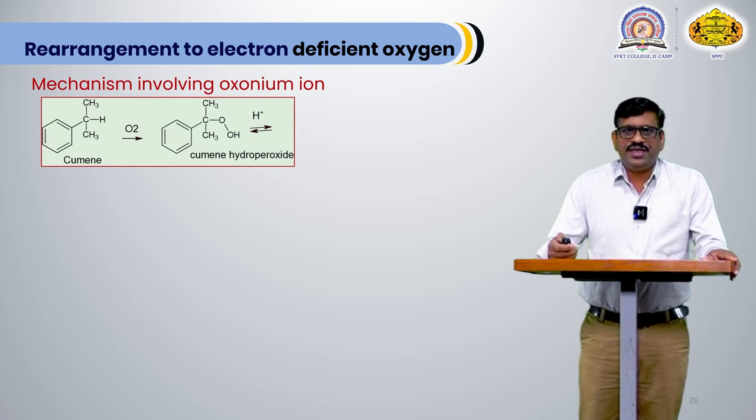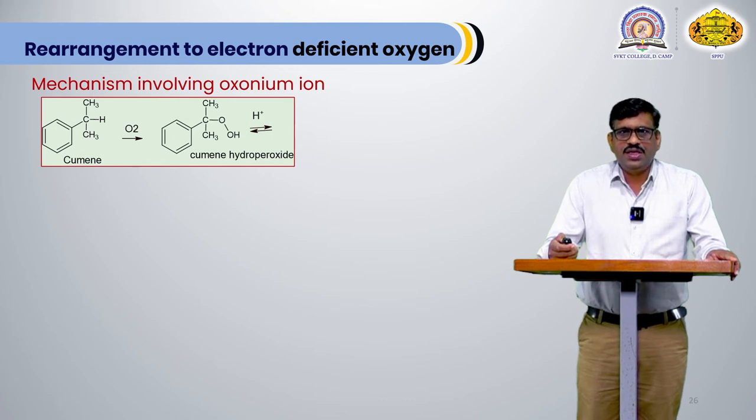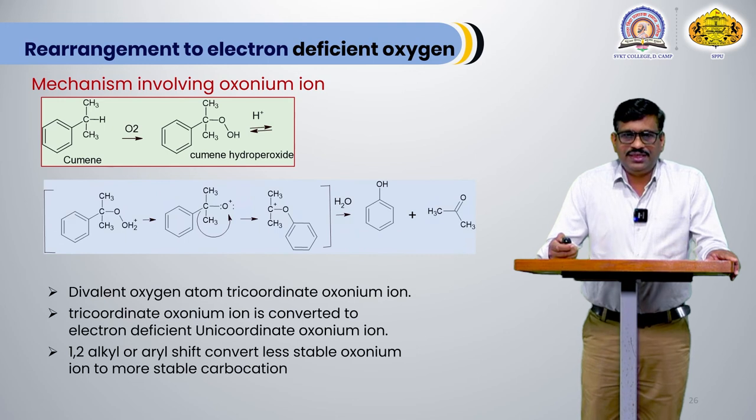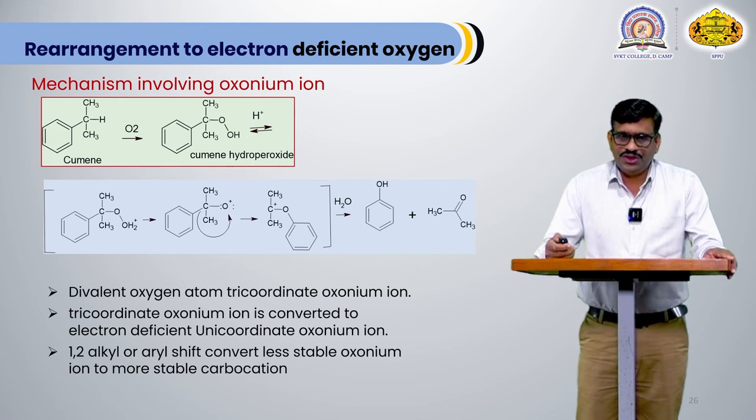Now third type, rearrangement to electron deficient oxygen. In this case, oxonium ion is an intermediate. In this reaction, cumene is the starting compound. Cumene on oxidation produces cumene hydroperoxide, and when this cumene hydroperoxide reacts with acid, there is conversion of the bad leaving OH group to a good leaving OH2 positive group. This OH2 positive is a good leaving group, that's why it leaves the molecule, and after leaving, that oxygen gets positive charge, migration of the phenyl ring takes place, and finally when water is added there is formation of two products, one is phenol and another is acetone.